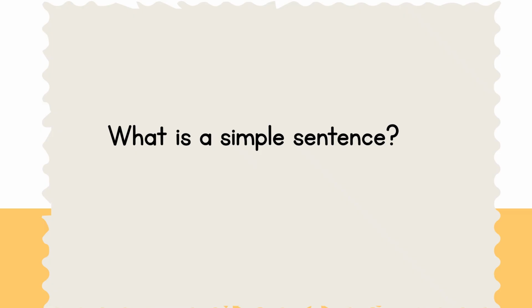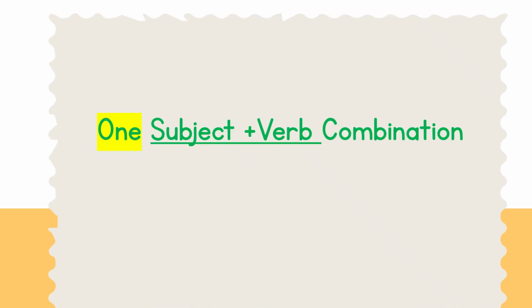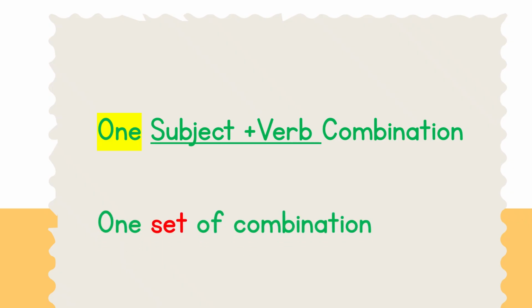What is a simple sentence? A simple sentence has one subject-verb combination. In other words, it contains one set of combination, and the combination is subject plus verb. It has to be the combination.